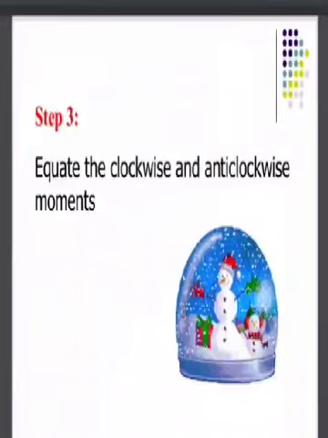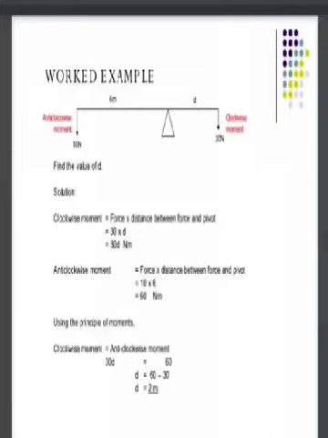Now equate this clockwise and anti-clockwise moment. So I get 30d is equal to 60. 30d is 60, so d will be 60 divided by 30. The answer will be 2. So the answer is 2 meters. So the value of d is 2 meters. Clear?